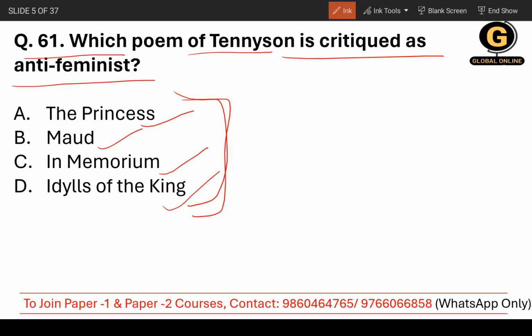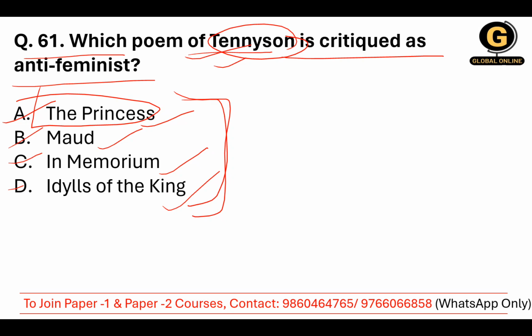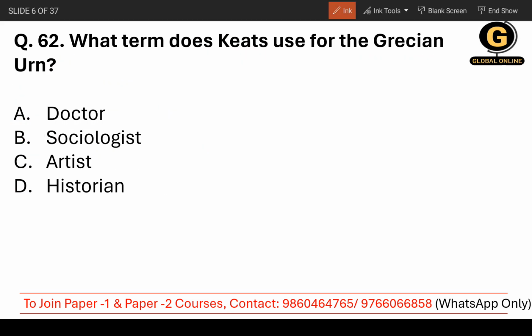From this type of question, you need to be very smart. If the question has mentioned a particular writer and the options are related to that writer, you need to remember all of that. The correct answer here is The Princess. It was frequently attacked as an anti-feminist poem. Now moving on to question number 62.